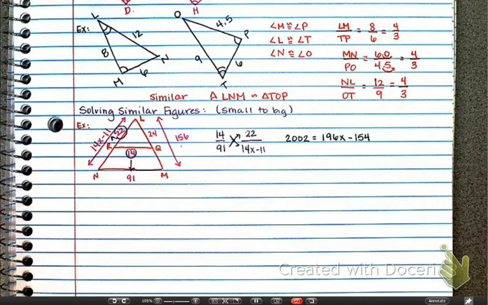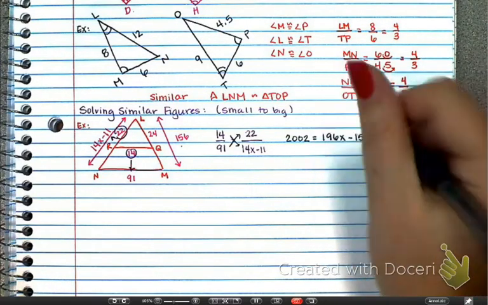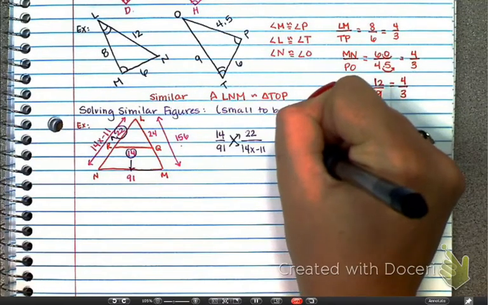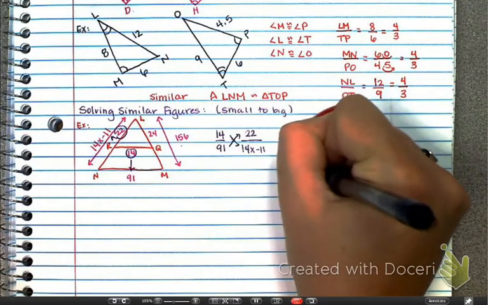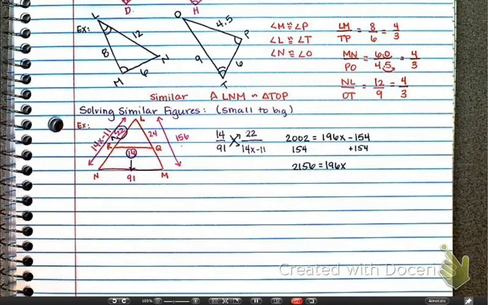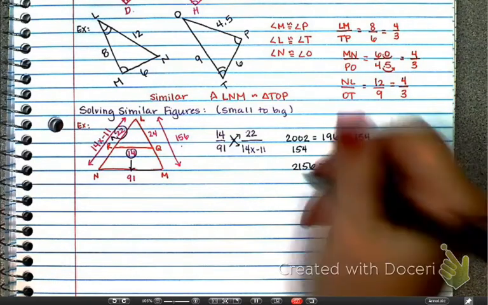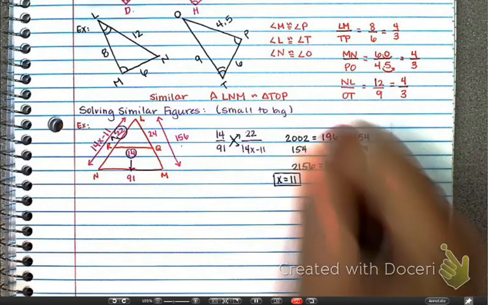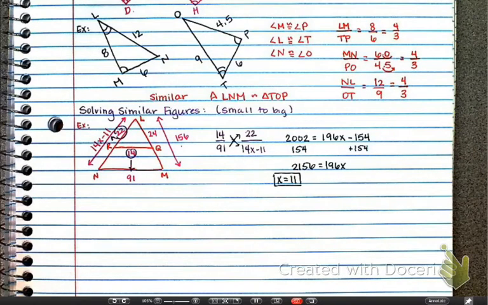Now it's just an equation we can solve. What should we do from there? 154 we're going to add to both sides, okay? So 2,156 equals 196x. Divide by 196. You should get x equals 11. Okay, so our answer is x equals 11.